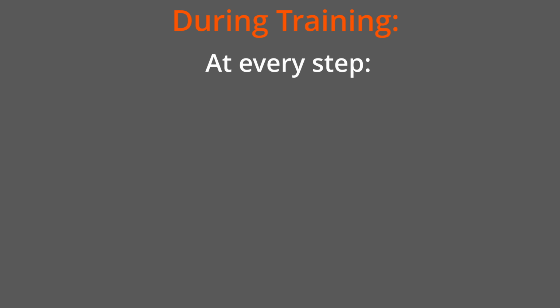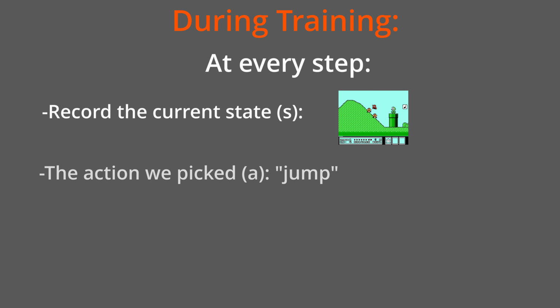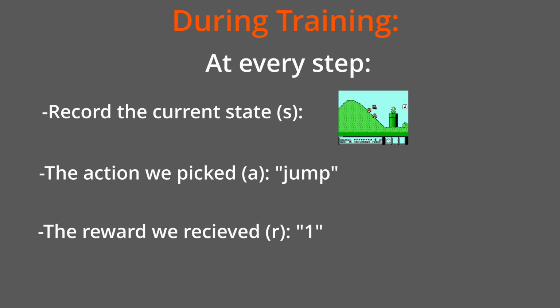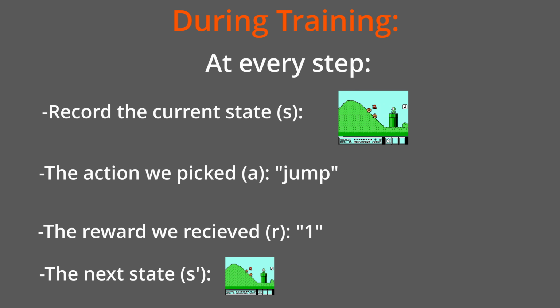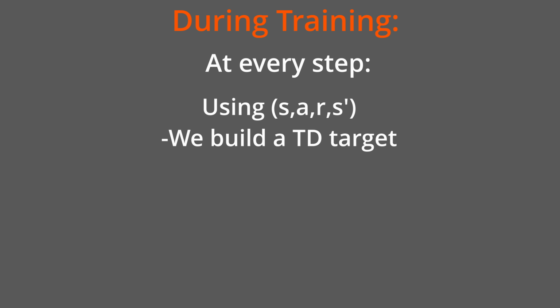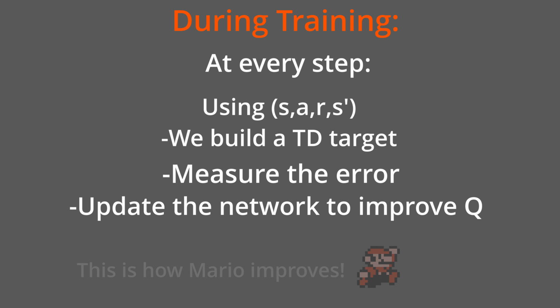At each step, we record the current state, the action we took, the reward we received, and the next state, and then whether or not the episode ended. Using this information, we build a TD target, measure the error, and update the neural network to reduce it. That's how Mario slowly learns which actions lead to success. This method altogether is known as a deep Q network, or DQN.